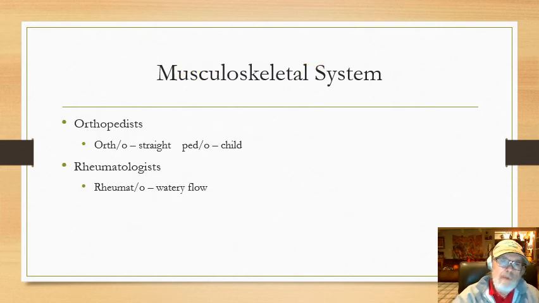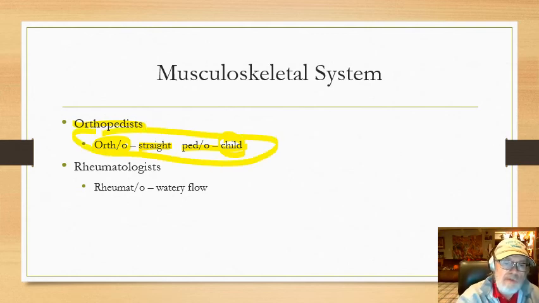Now, a couple of very simple words. Orthopedist. Ortho is a word root that actually means straight. It doesn't mean bone. A lot of people think ortho means bone, but it doesn't. Ortho means straight, and pedo means child, like pediatrics. So orthopedist actually says straight child, but we really refer to it as people who deal with musculoskeletal type injuries.